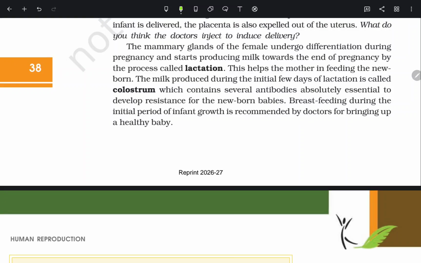The mammary glands of the female undergo differentiation during pregnancy and start producing milk toward the end of pregnancy by the process called lactation. This helps the mother in feeding the newborn. The milk produced during the initial few days of lactation is called colostrum, which contains several antibodies absolutely essential to develop resistance in the newborn babies. Breastfeeding during the initial period of infant growth is recommended by doctors for bringing up a healthy baby.